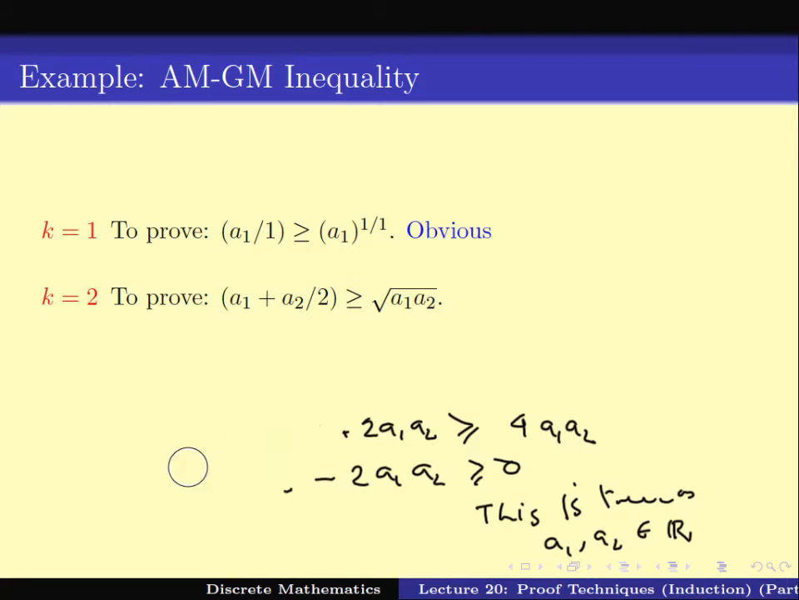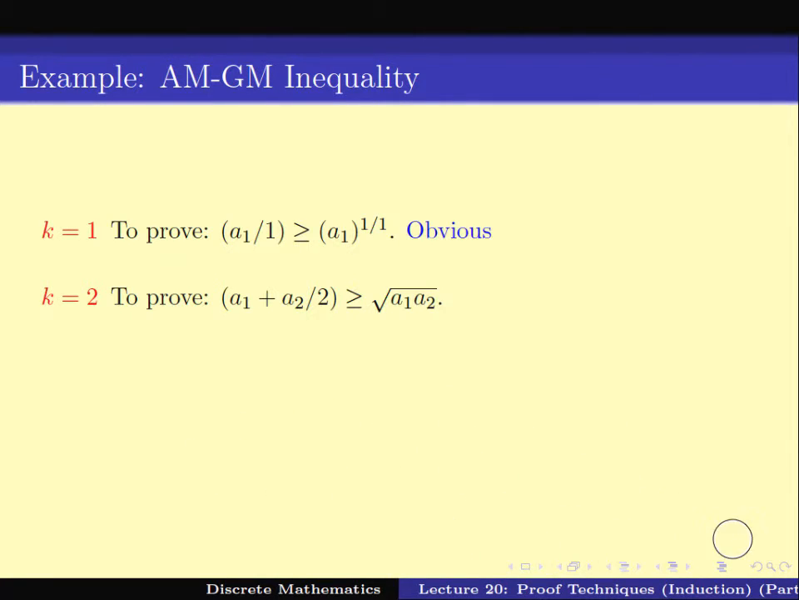Now can we prove the k equals 3 case? In the k equals 3 case, we have to prove that (a1 + a2 + a3)/3 is greater than the cube root of a1 a2 a3. Of course, what we can do is cube both sides and then try to see.